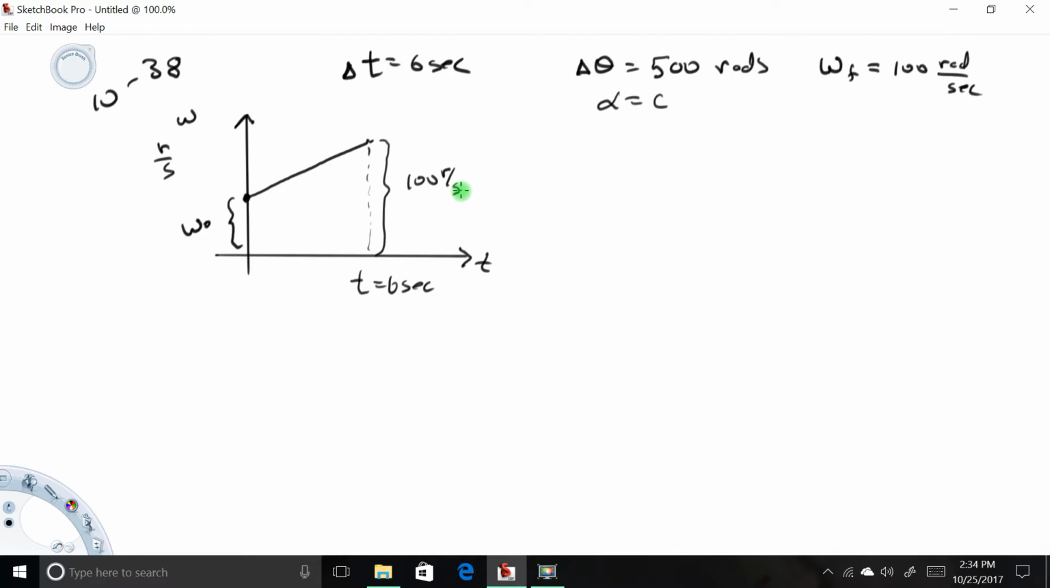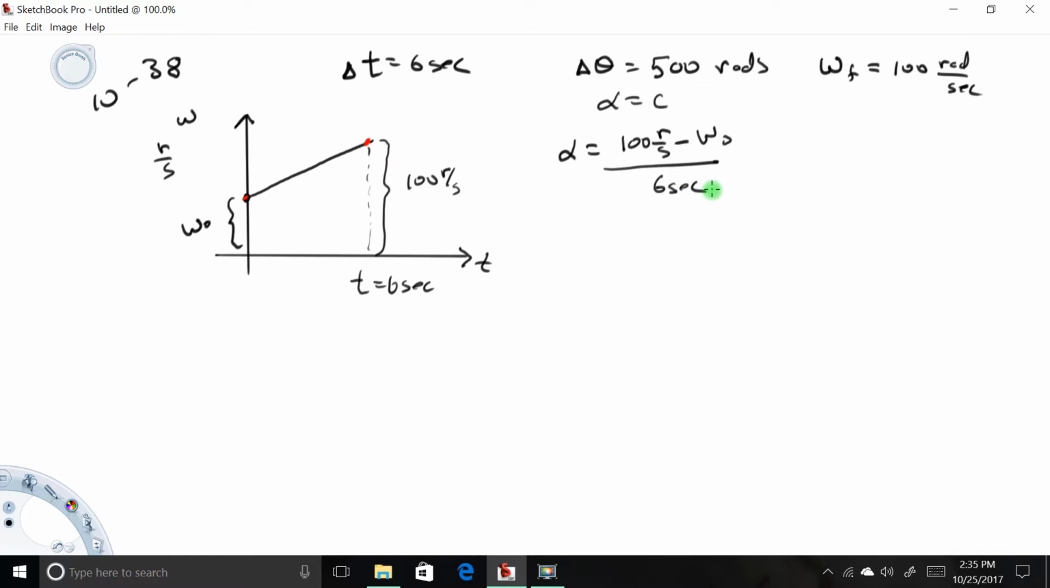I'll look at the slope first. The angular acceleration is given by the slope, because the angular acceleration is the rate that your angular velocity changes. So that's the slope of this graph. Using this point and this point, it's pretty easy to write an equation for the slope. That's going to be 100 rad per second minus the omega initial over t minus 0, or I'll just put 6 seconds.